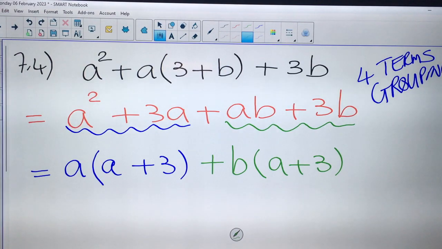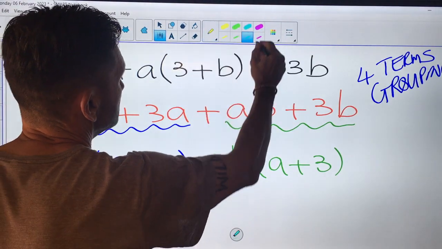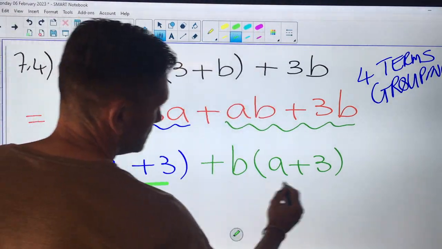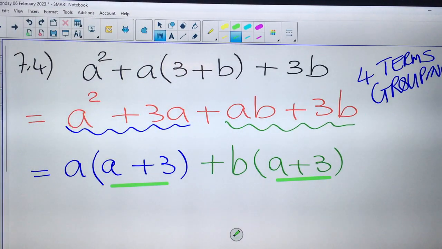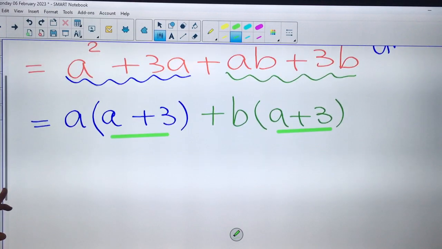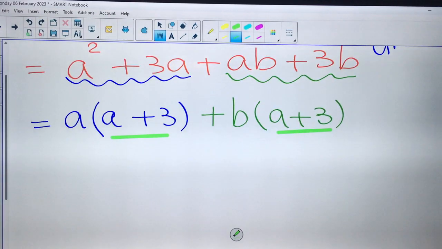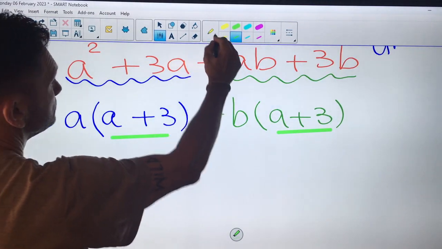Now you can see that we have again created a common factor that I can remove, the a plus 3. The a plus 3 goes to the front.